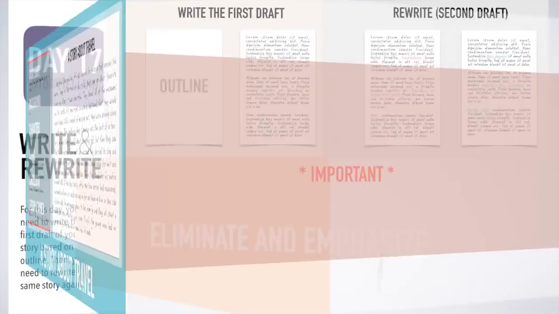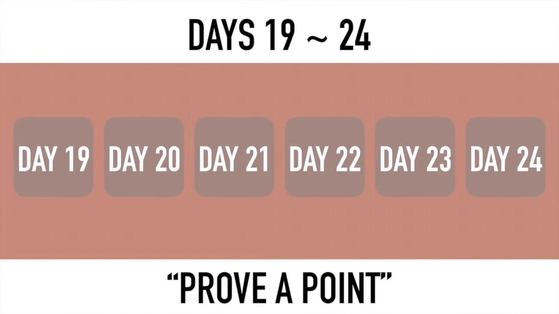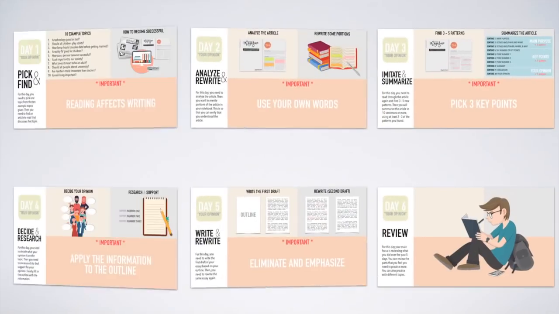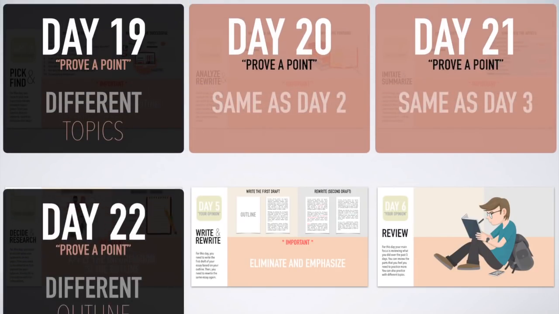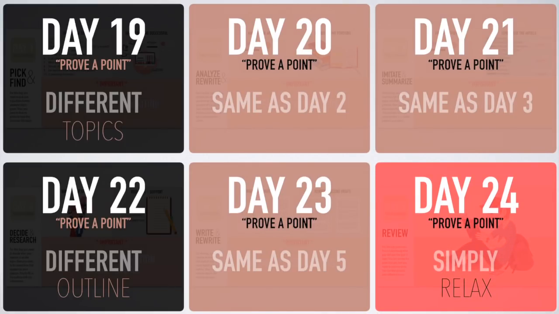Now we're going to days 19 to 24, the prove a point essay style. Now, again, day 1 to day 6 we looked at in detail. So for days 19 to 24, let's see where the similarities are. Day 20 is similar to day 2, day 21 is similar to day 3, and day 23 is similar to day 5. Now, day 24 is just a relaxed day. I know you will enjoy that.